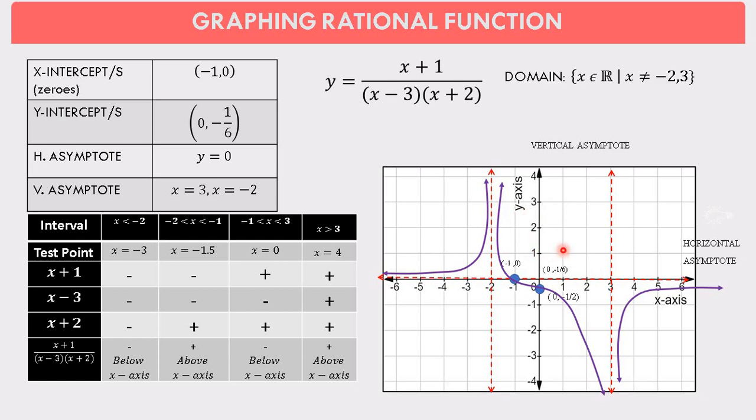So next one, the domain and the range. First, the domain. The domain is x is an element of the real numbers such that x is not equal to negative 2 and 3, since we have two vertical asymptotes. And the range is y is an element of the real numbers such that y is not equal to 0, which is the horizontal asymptote. Okay?